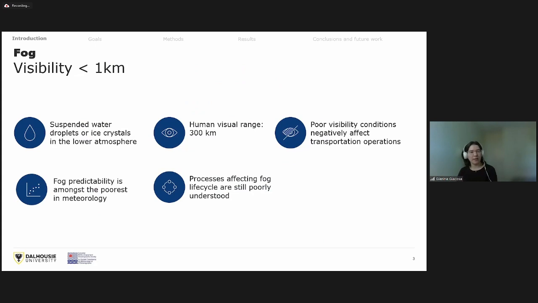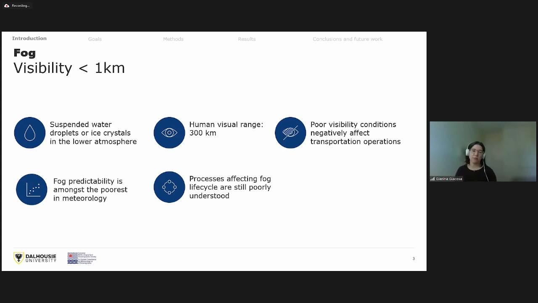Fog is defined as visibility below 1 kilometer according to the World Meteorological Organization, and it mainly consists of suspended water droplets or ice crystals in the lower atmosphere. Typically, the human visual range would be 300 kilometers. However, in the presence of fog or aerosols, this visibility decreases. The extreme case is fog, where visibility drops below 1 kilometer. We care about that because poor visibility negatively affects transport operations like aircraft, ships, or even road traffic.